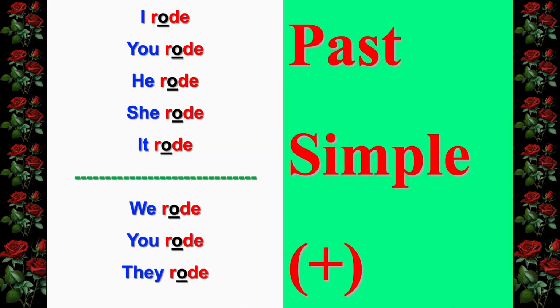So to ride a bicycle or to ride an animal, an elephant, a horse, a donkey, a camel, or a bike or a motorbike. I rode, you rode, he rode, she rode, it rode, we rode, you rode, they rode.